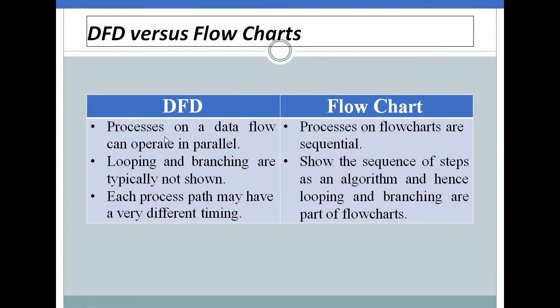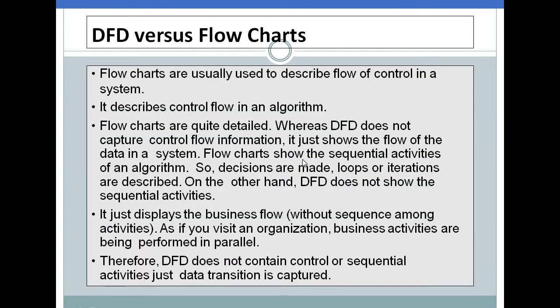Now in DFD, processes on a data flow can operate in parallel, whereas in a flowchart the processes are sequential, and in DFD looping and branching are typically not shown. A flowchart shows the sequence of steps as an algorithm, and hence looping and branching are part of a flowchart. In DFD, each process path may have a very different timing, but in a flowchart it doesn't. Now, the next slide is again the difference between DFD and flowchart.